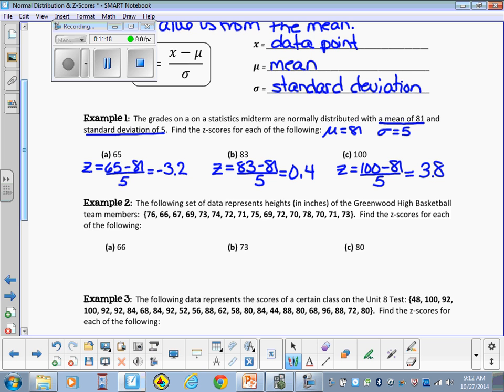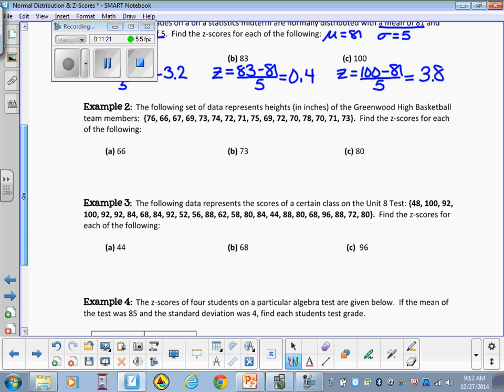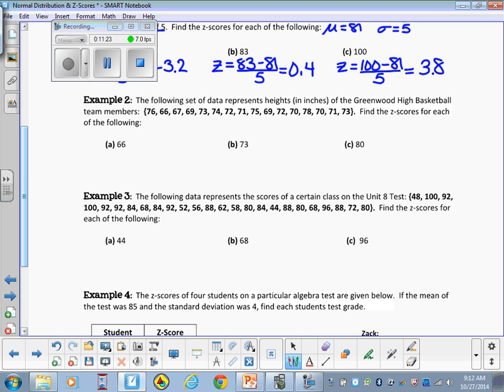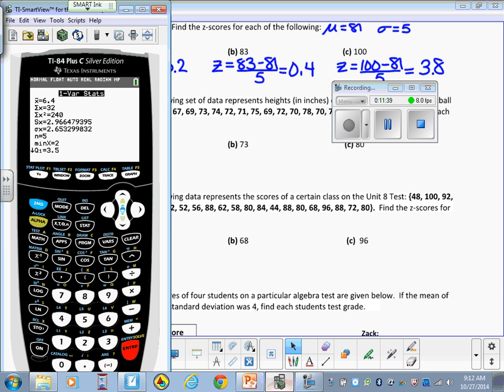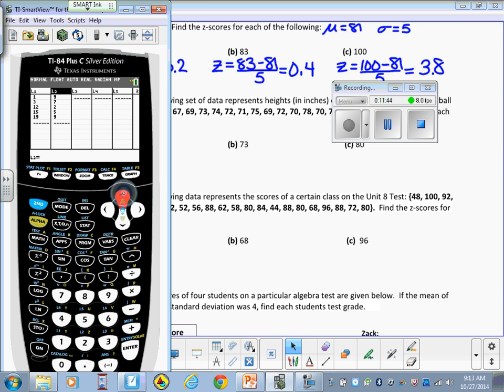All right, let's do another one. This data represents the heights in inches of the Greenwood High basketball team members. Find the z-scores for each of the following. Hold on, we need the mean and we need the standard deviation, which means I need my graphing calculator because I can't do that in my head. Stat. Edit. Clear it. And clear it from the last time I used it. Okay, lots of numbers to put in, huh?